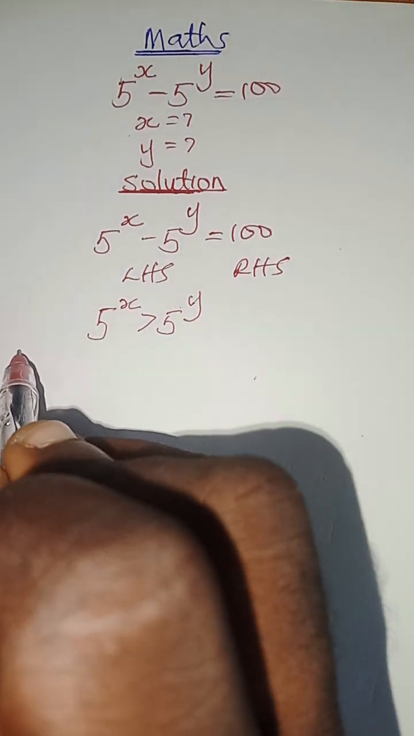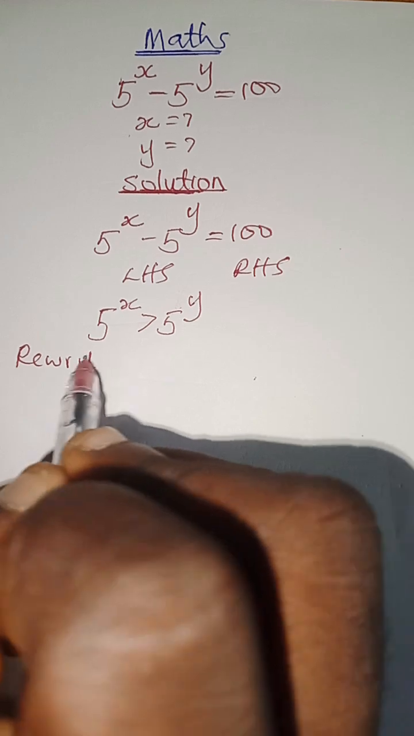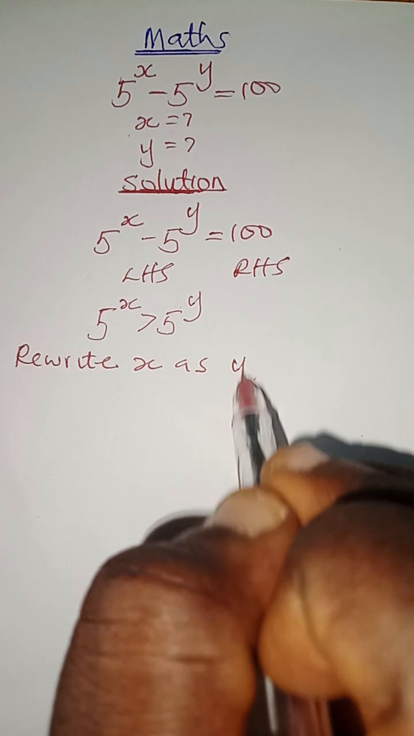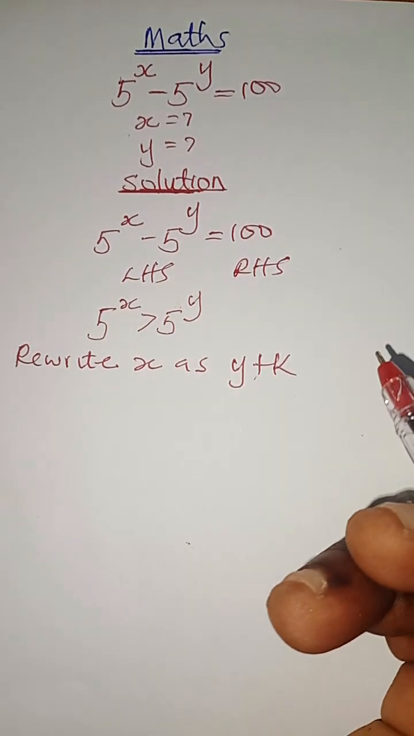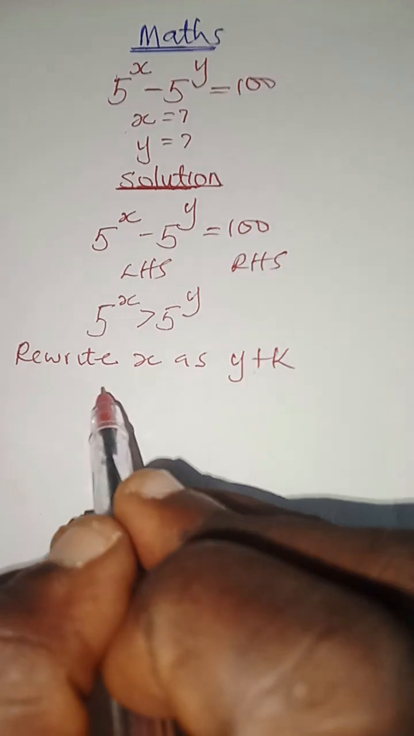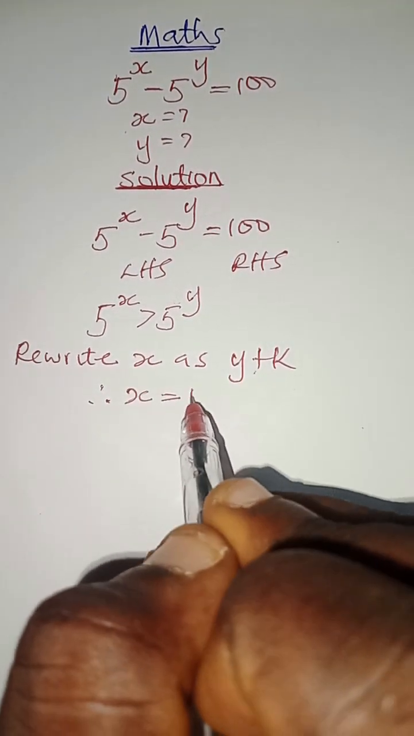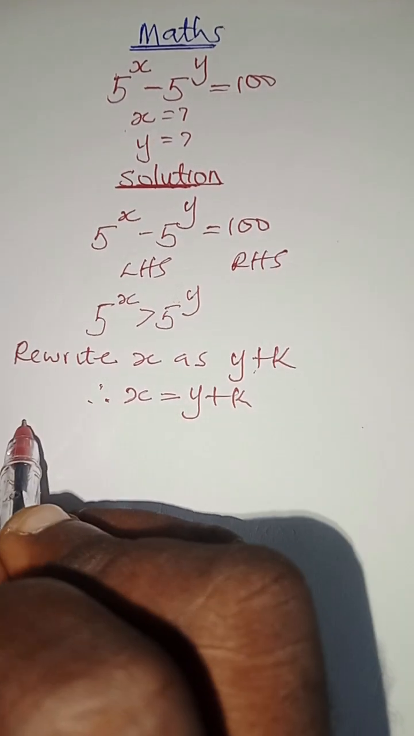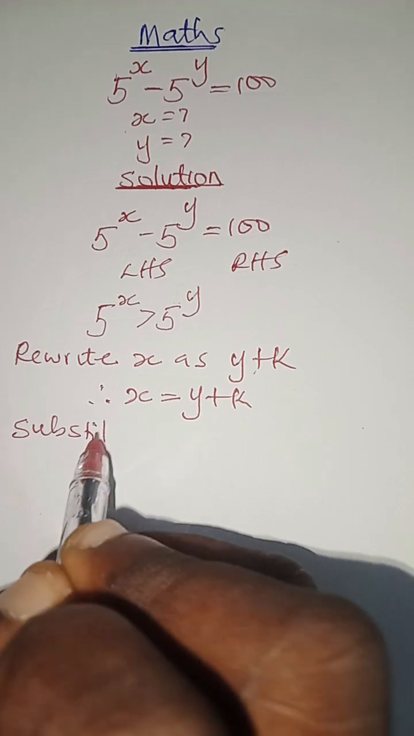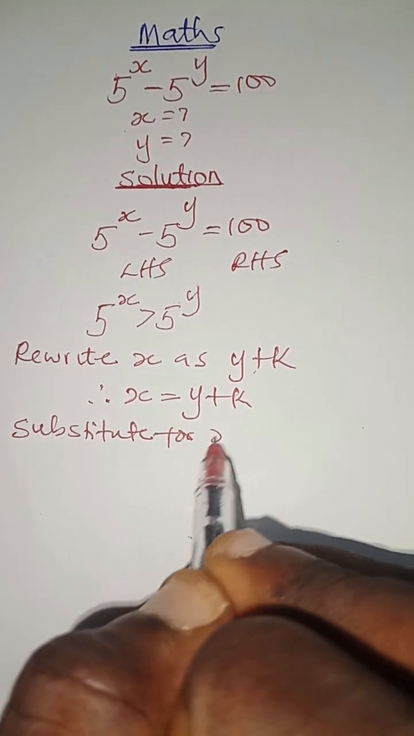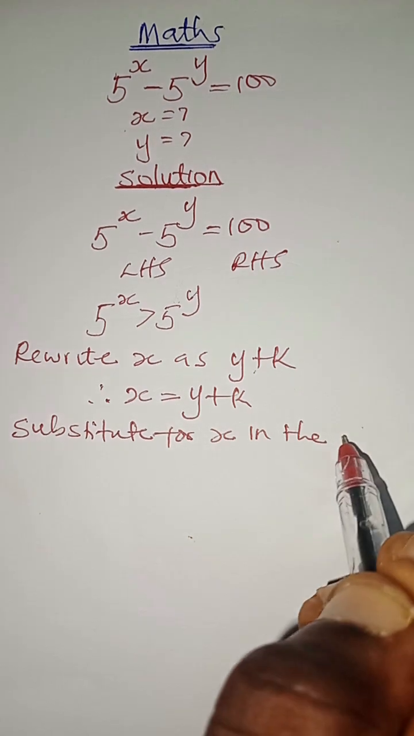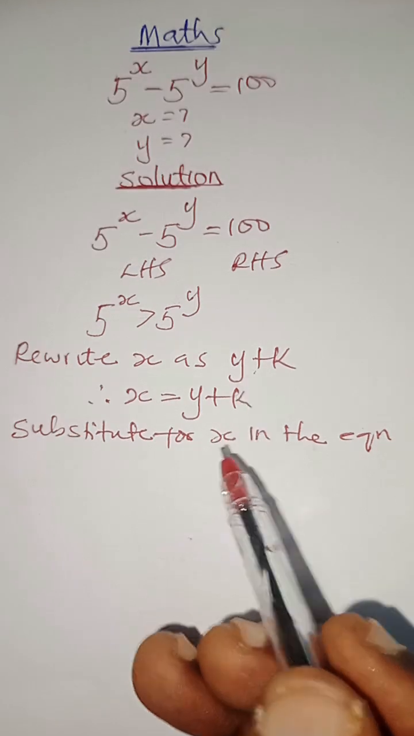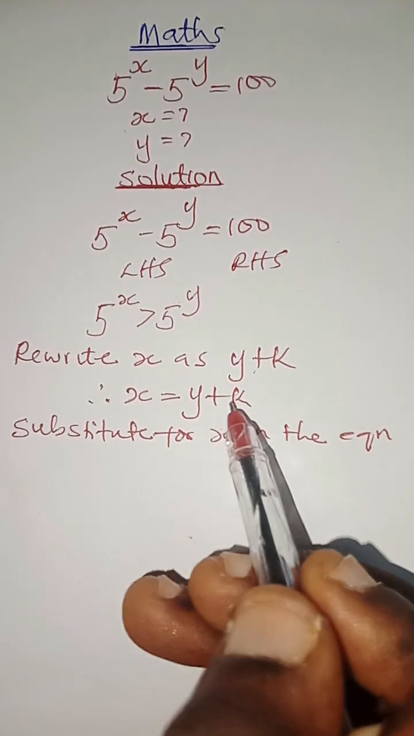So the first thing you are going to do now is to rewrite, this is the method now, rewrite x as y plus k. I hope you are still following, you are still there. So therefore, your x is equals to y plus k. That's very good. So the next thing you are going to do, substitute y plus k for x in the equation. That is the equation here. Anywhere you come across x, plug in your value, y plus k.